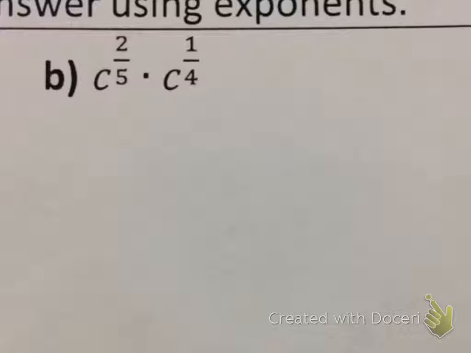On the next problem, this is still the product rule because the two are multiplied together. So what I'm going to do when I do this product rule here is I'm going to just add those powers together. So I'll have c to the 2/5 plus 1/4. We're totally just going to let our calculator do that work for us. So punch it into your calculator really fast and let's get a solution out of our calculators.